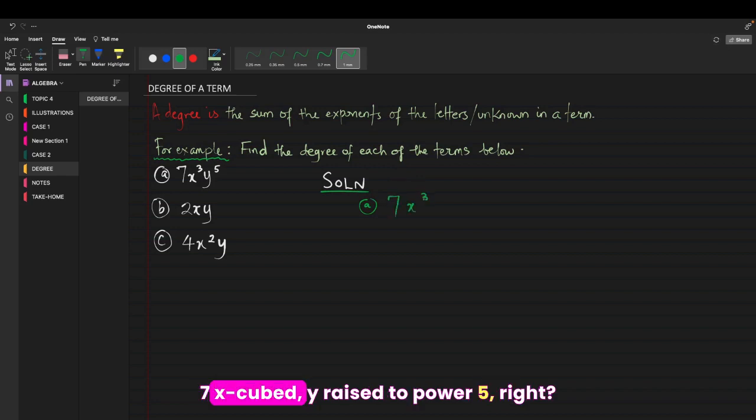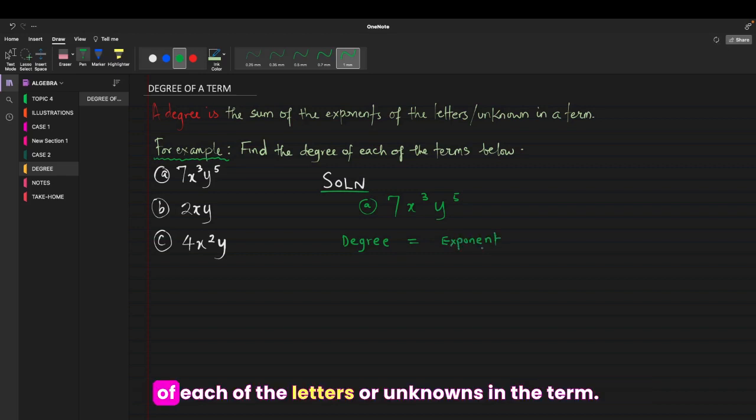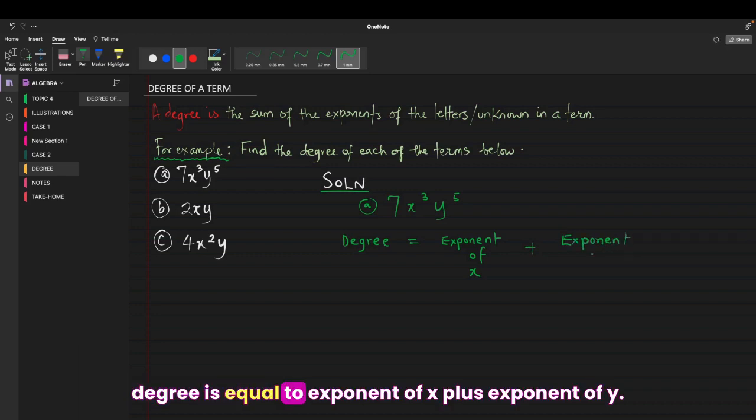Seven x cubed y raised to the power 5, right? So it says that the degree is equal to the exponent of each of the letters or unknowns in the term. So in this case, exponent of x plus exponent of y. Degree is equal to exponent of x plus exponent of y.